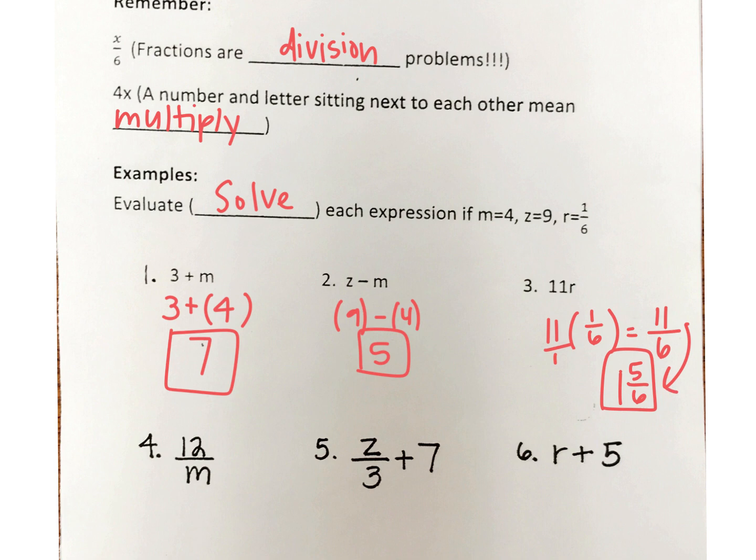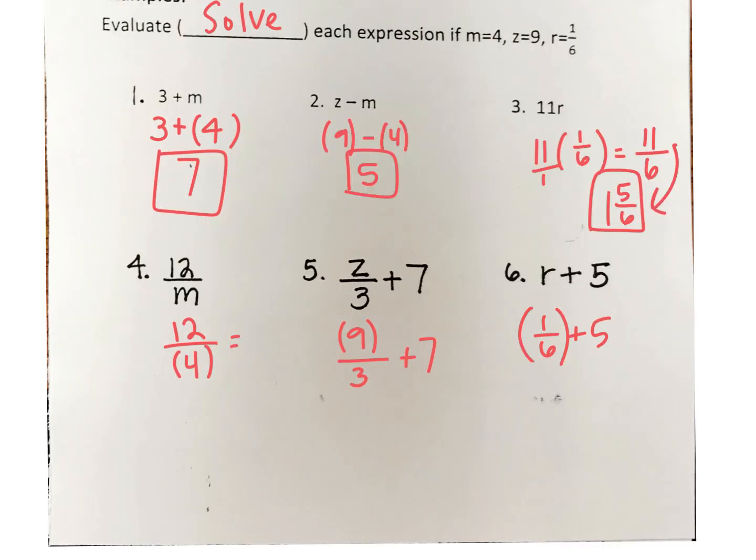Okay, y'all try the last 3, and y'all can check with each other, and then we'll check all together. Okay, so on 4, 5, and 6, these are the problems that you should have written down after you plug in the value of your variable. So on number 4, you replace the m with 4, so you are actually dividing 12 divided by 4, so your answer is 3.